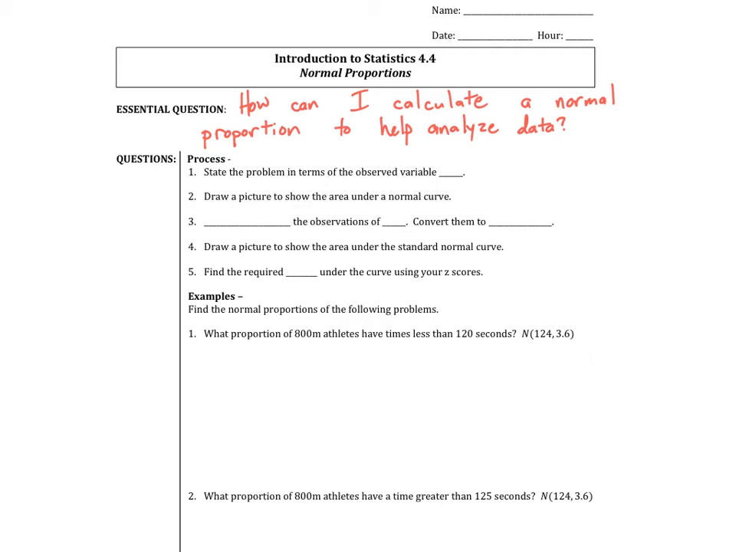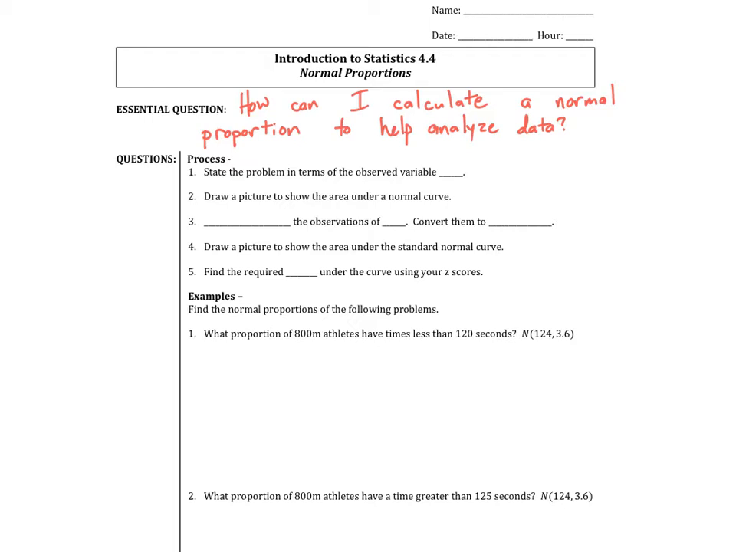All right, as we continue on in chapter 4, we get into normal proportions. And in this section, we actually start talking about specific problems on how we can use the normal curve to analyze data and find the proportions. So far, we've just found proportions given the z-score, or we found the z-score and then found the proportion. We're going to actually have word problems where we solve it in terms of real-life situations. So, how can I calculate a normal proportion to help analyze data?